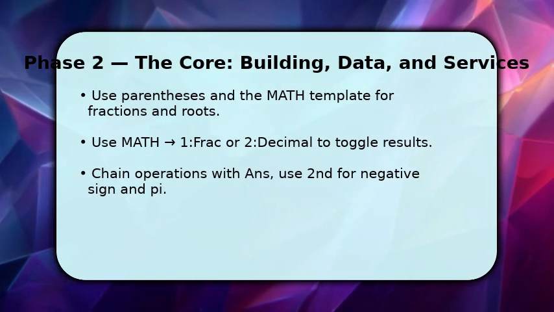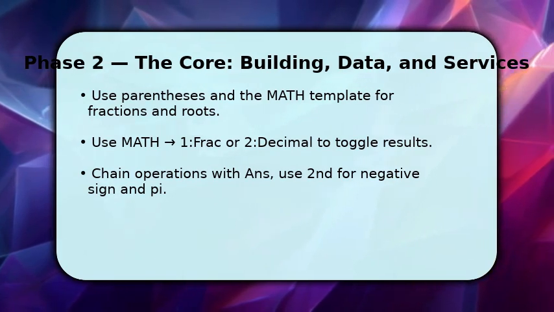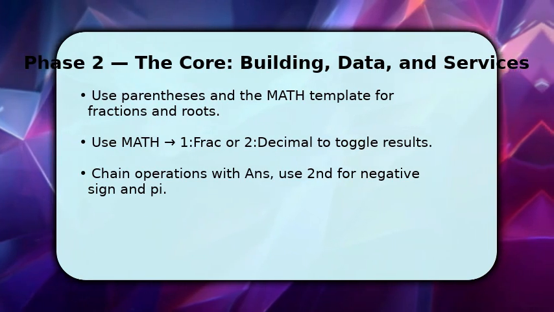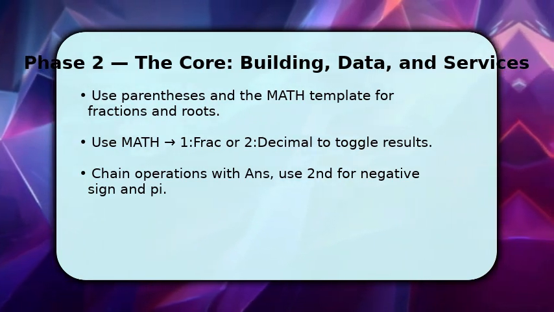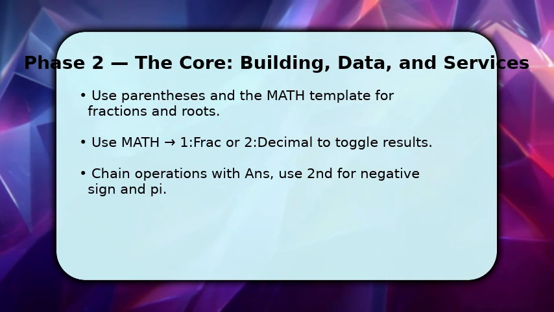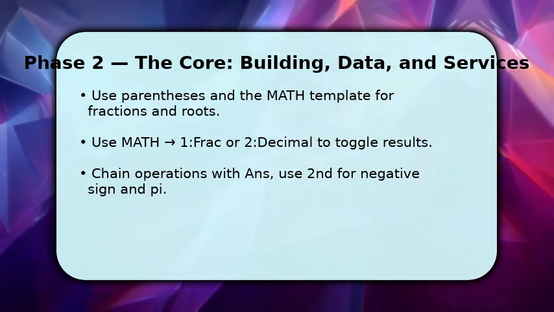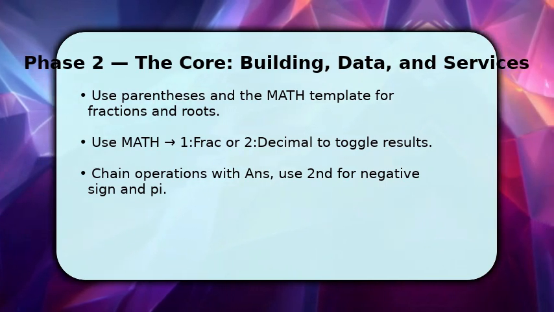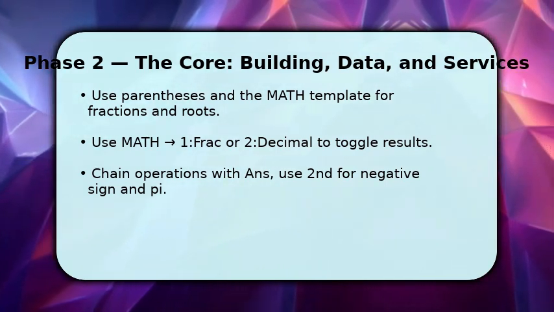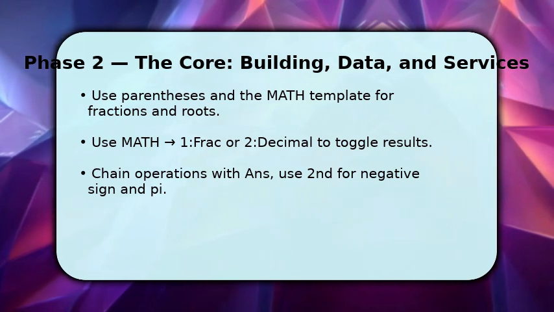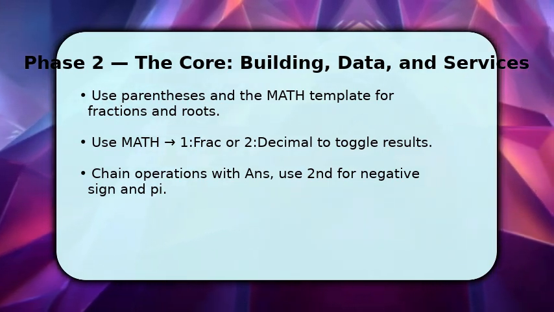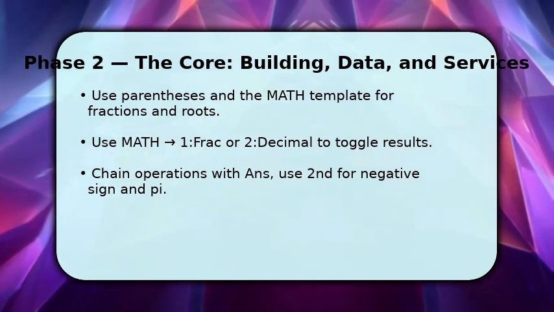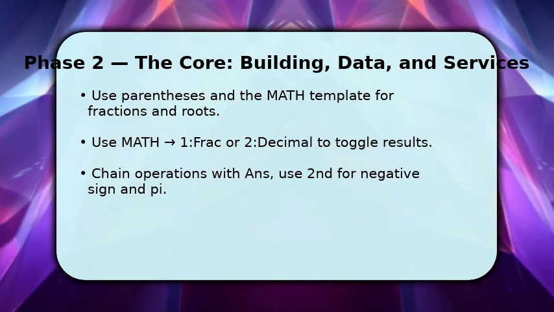You'll enter complex expressions using parentheses and the calculator's math templates so the device evaluates in the correct order. Begin with open parenthesis, type numerators and denominators, and use MATH to insert fractions, roots, or exponents. That prevents order of operations errors. Make use of the ANS key to chain calculations without retyping, and press 2nd for the negative sign when needed. Once done, switch between fractional and decimal answers through MATH menu choices to display results the way you need them.